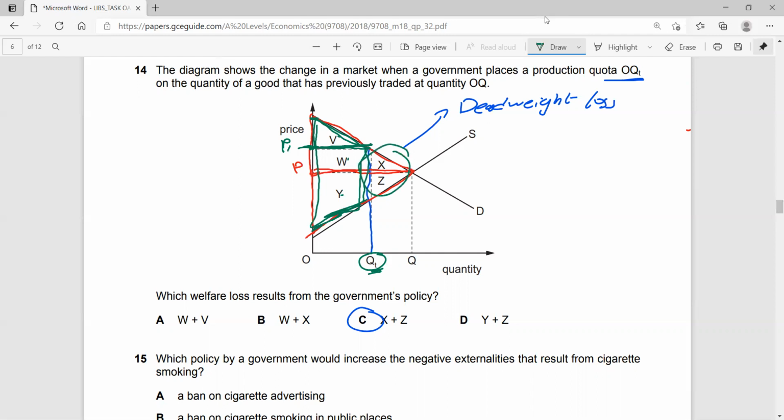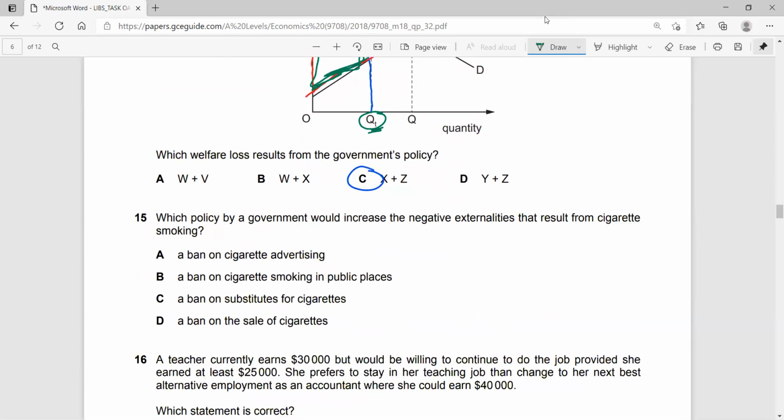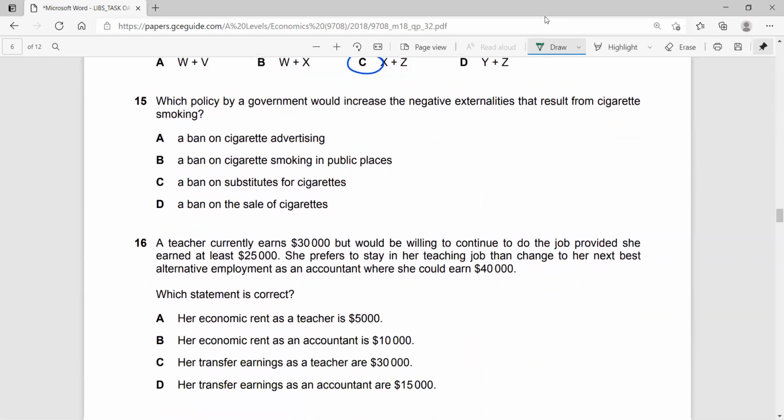But X and Y is lost out. X is lost out from the original consumer surplus, and V is lost out from the original producer surplus. And thus X and Z are just lost out and they aren't acquired by anyone. So that's just welfare loss. It's like loss of producer and consumer surplus that no one gets to benefit off of. And thus this is the welfare loss for this policy.